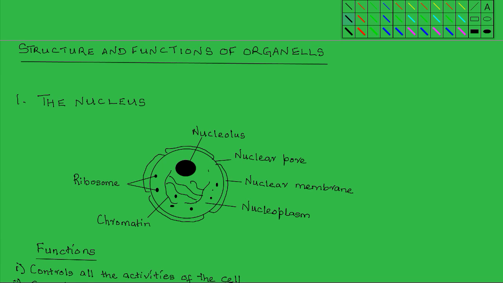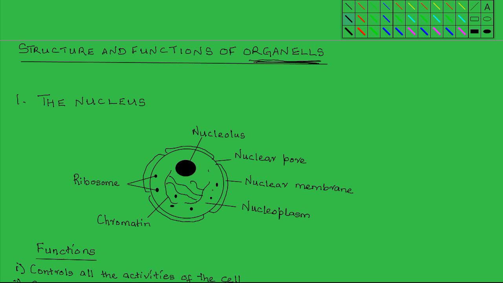Let us now turn our attention to the structures and the functions of the organelles that are found in cells. These are the organelles that are visible when the cell is viewed under the electron microscope. Organelles are structurally and functionally distinct units that are found in a cell. When a cell is viewed under the microscope, there are structures that are so distinct in terms of form and shape. These are what are known as the organelles.